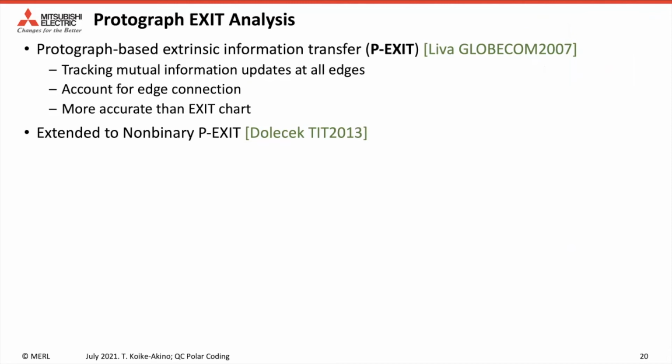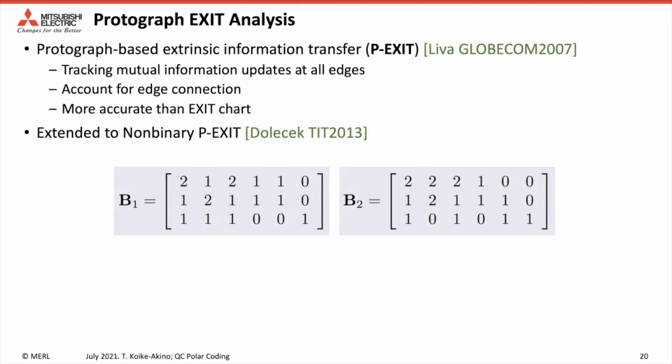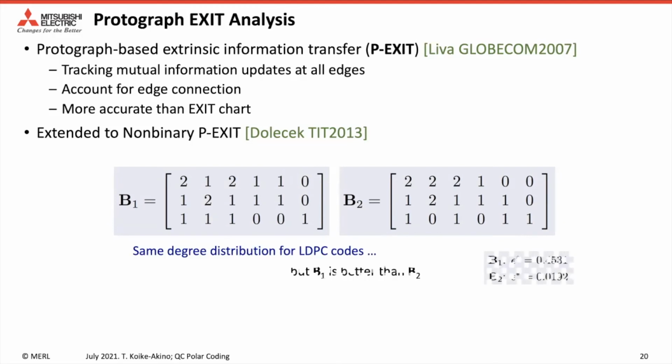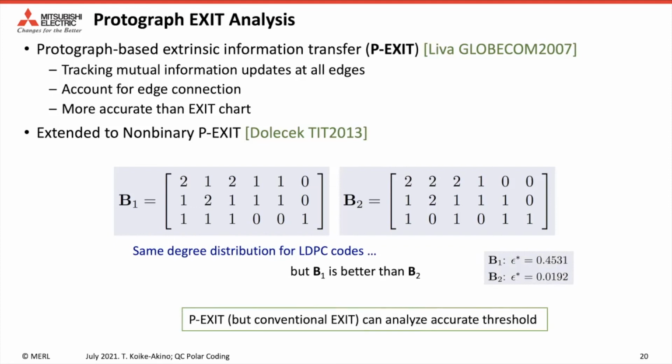Protograph-based analysis was originally proposed in 2007 for QC LDPC code design. It tracks mutual information updates at all edges, accounting for edge connections. Then it is more accurate than the conventional EXIT chart. For example, those two codes have the same degree distributions. However, B1 is better than B2, and the conventional EXIT chart cannot predict which one is better, while the P-EXIT chart can analyze the accurate threshold.